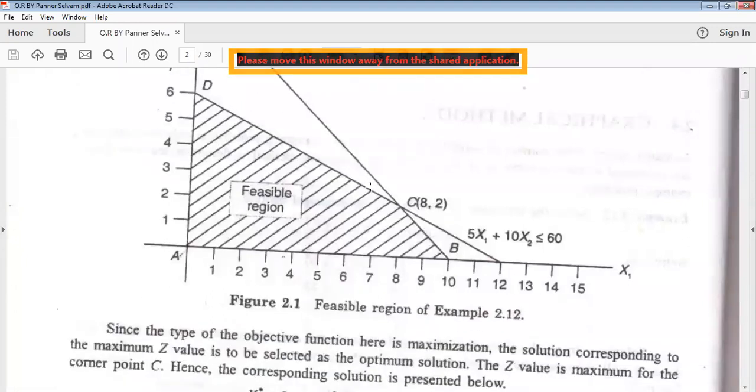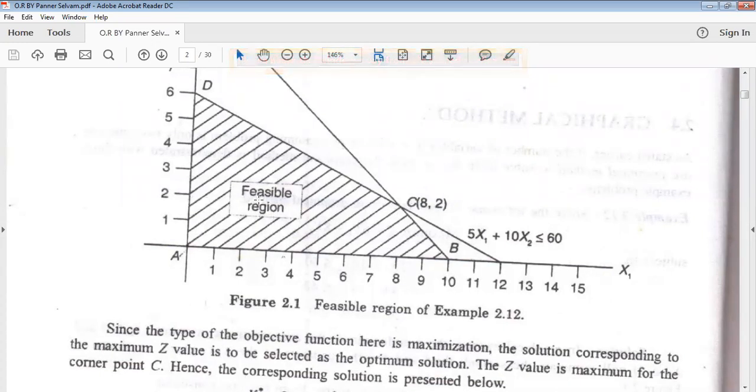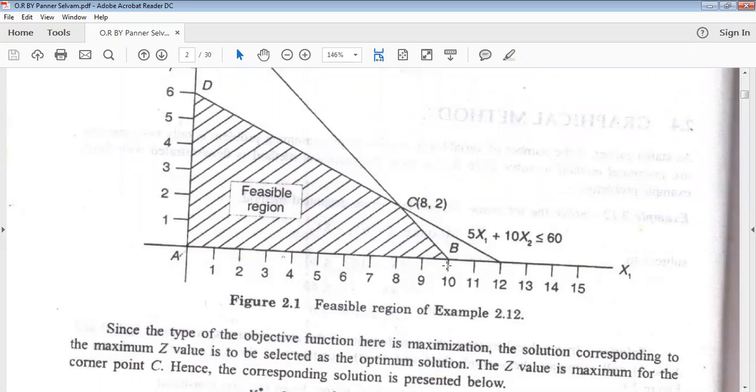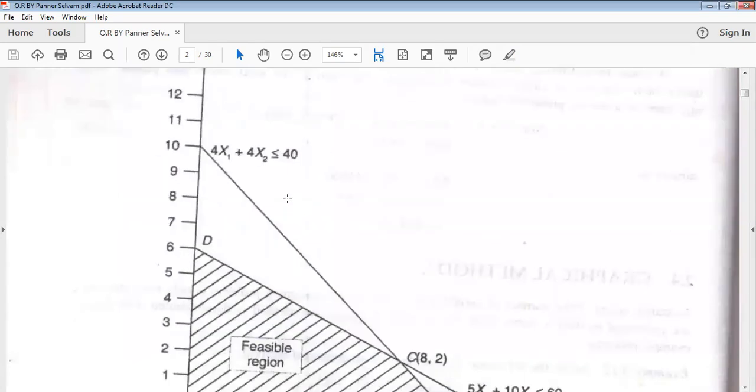I told you to draw it on graph sheet, thereby try to identify the particular points. So this corresponds to 8 and this corresponds to 2. Therefore, automatically it will become 8, 2. And this becomes 0, 0, A, whereas B becomes 10, 0, and D becomes 0, 6. Here x is equal to 10. So this is 10, 0, this is 0, 6, and this is 8, 2. The four points in between form the feasible region.